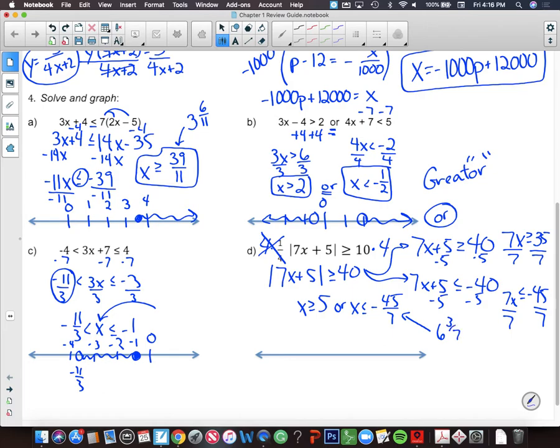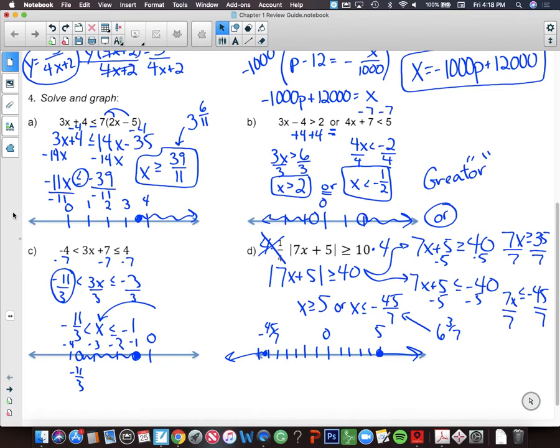All right. So let's graph them. So I have a 0, 1, 2, 3, 4, 5, negative 1, 2, 3, 4, 5, 6, 7, because we need that negative 6 and 3/7. So 6 and 3/7 will be about here, and it's less than, so we're going that way. Okay, so I'll write that negative 45 sevenths there, and then 5, and we're going to the right because it's greater than. So that's how we would graph that one. Okay? So that is how we do those inequalities and those absolute value inequalities as well.